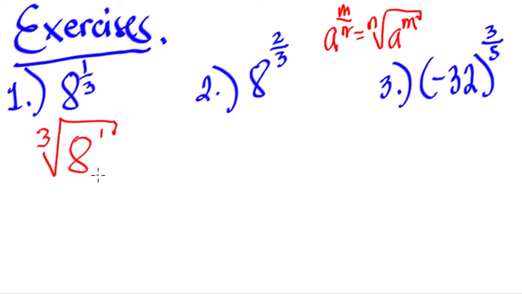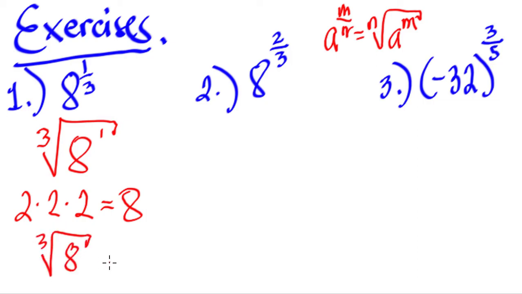What is that? You may think of 2 times 2 times 2. So 2 times 2 times 2 is going to give us 8, right? So 2 times 2 is 4. 4 times 2 is 8. So therefore, we say that the cube root of 8 is equal to 2. Okay? So that's the cube root of 8.